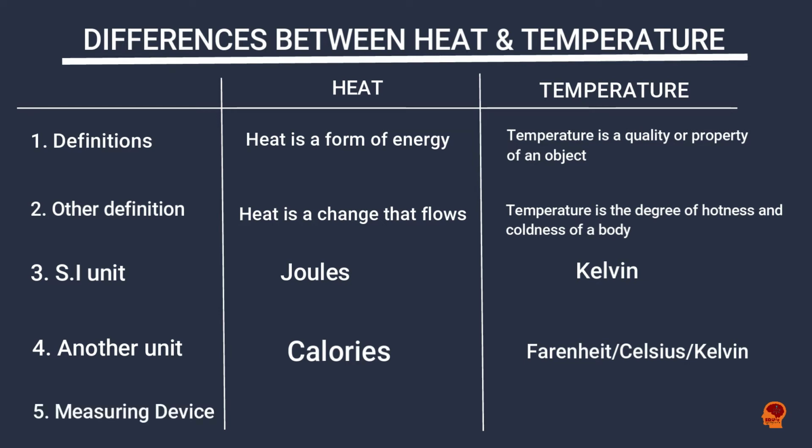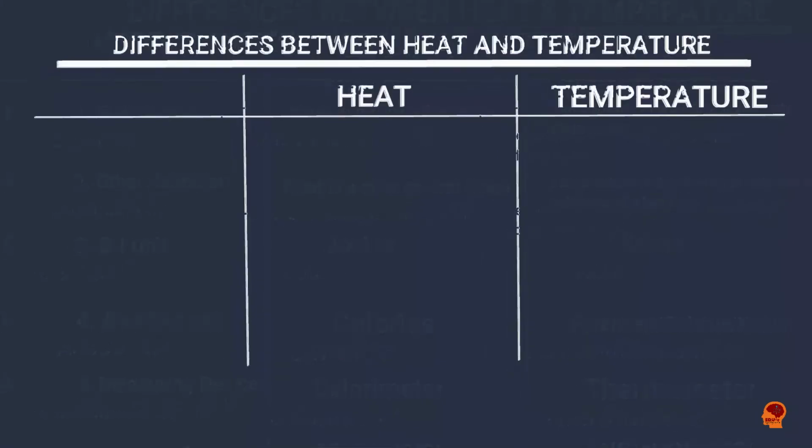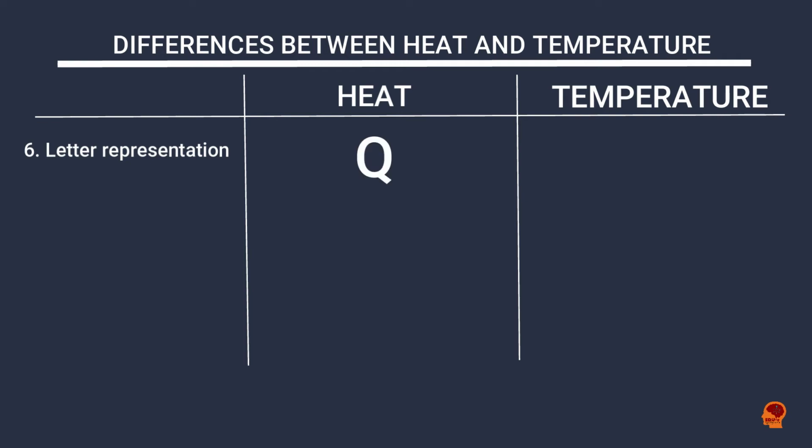Measuring devices. Calorimeter for heat. Temperature is measured with thermometer. Representation with letters. Heat can be represented with the letter Q, while temperature is represented with the letter T.